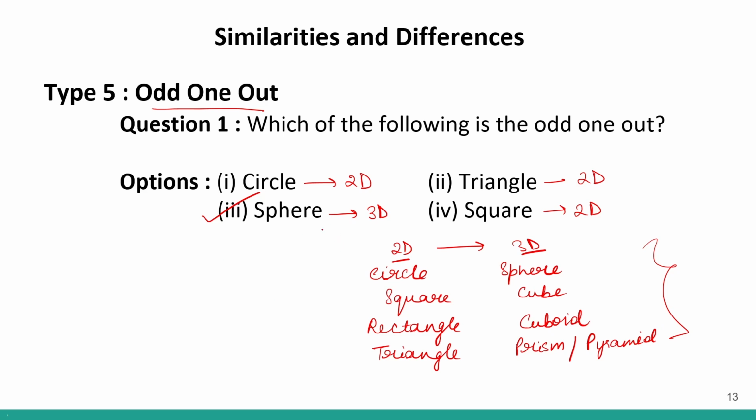So here we can see all the figures are 2D except sphere. So sphere is the only one that is odd one out. Odd one out means different. In these type of questions, we have to find out a word which is different than the rest. Okay. So answer option number 3, sphere, will be the correct answer.